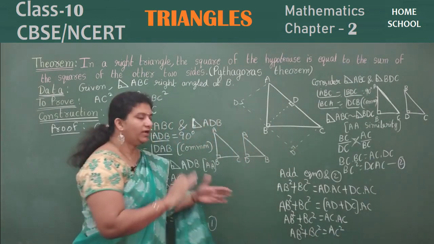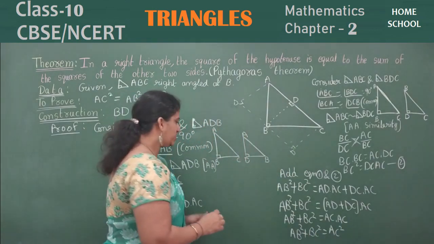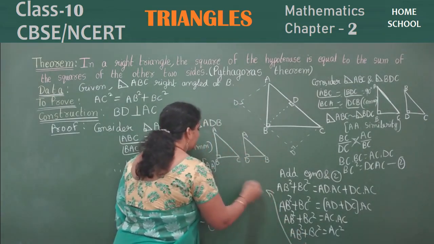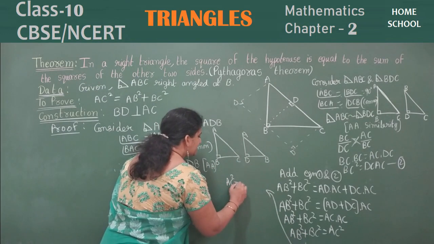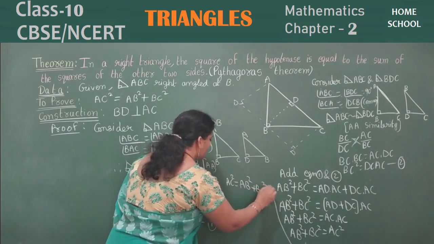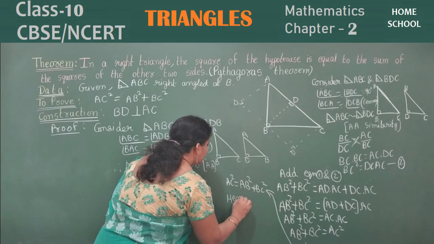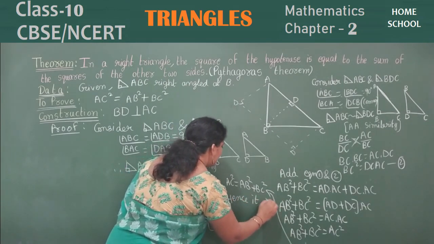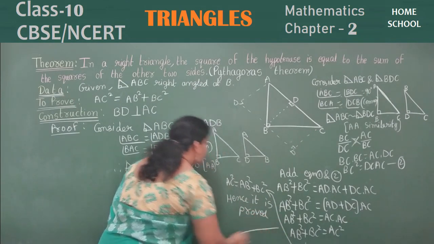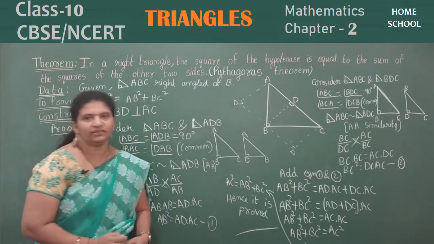Okay, if you want, any time you can reverse the equation. So where shall we write it here? Let me bring the equation here. AC square is equal to AB square plus BC square. Hence it is proved. With this we are going to end our theorem.